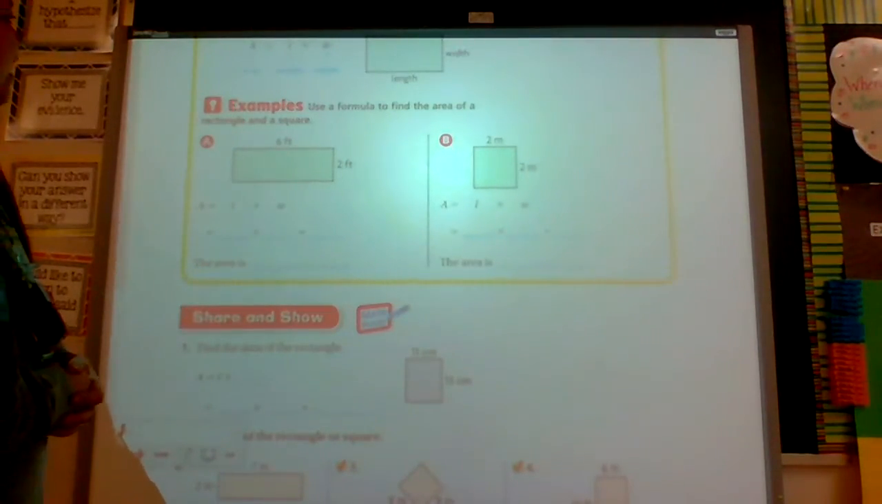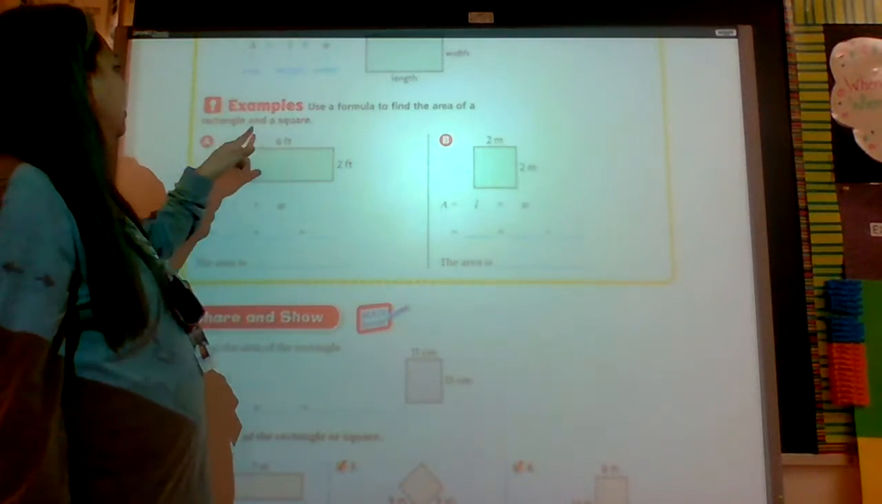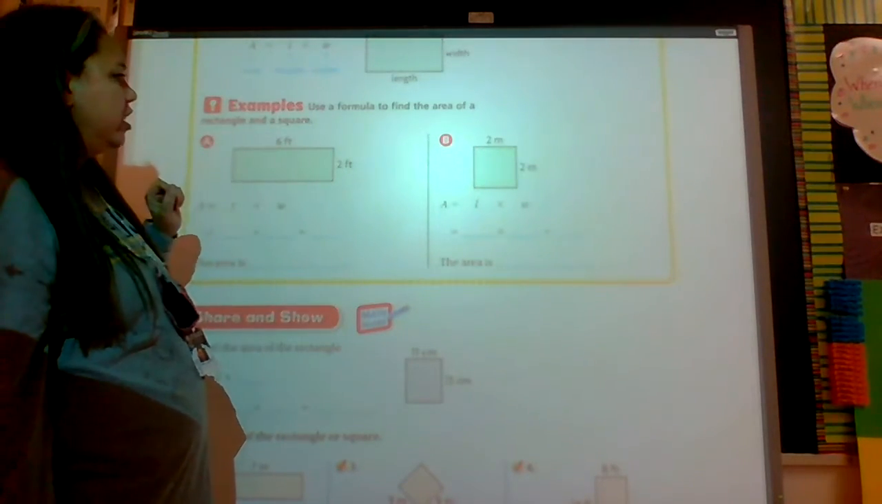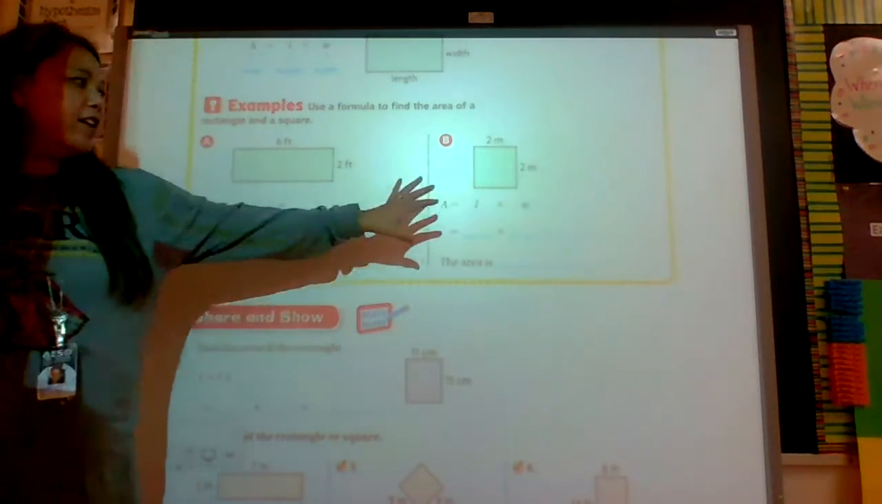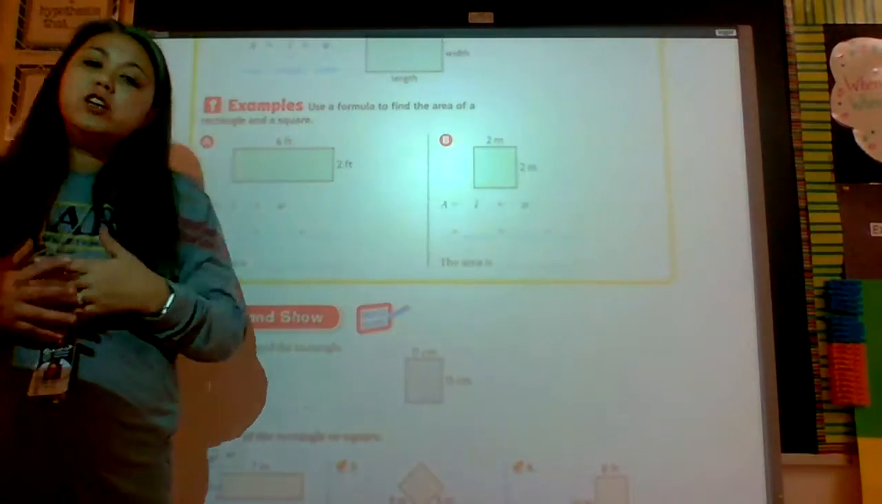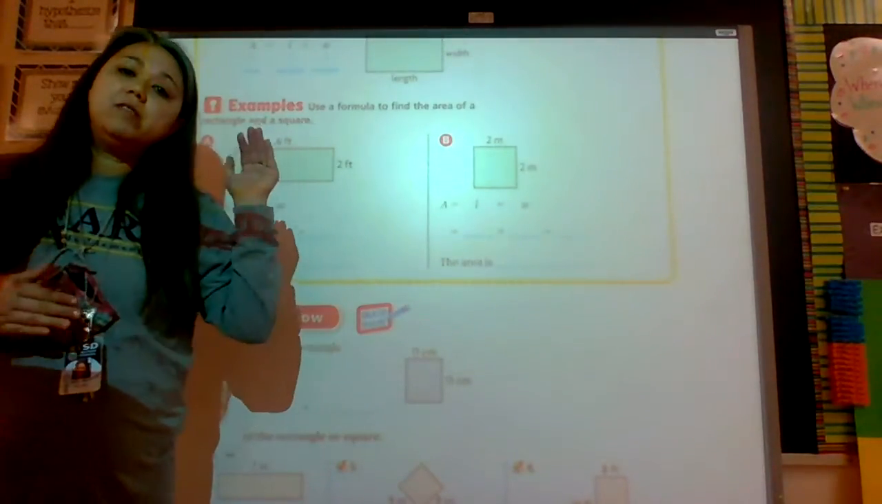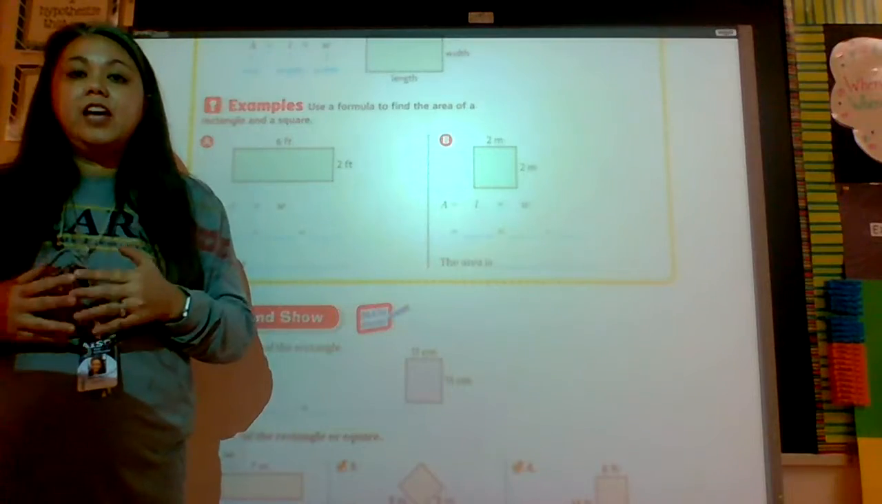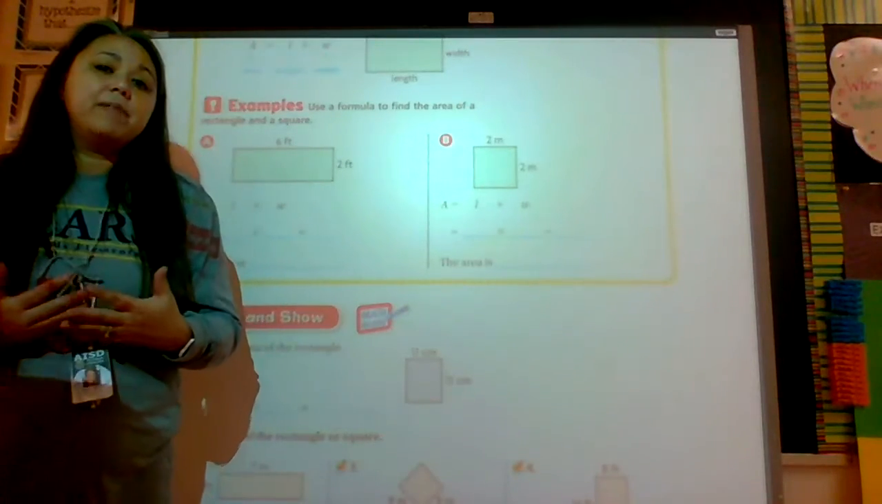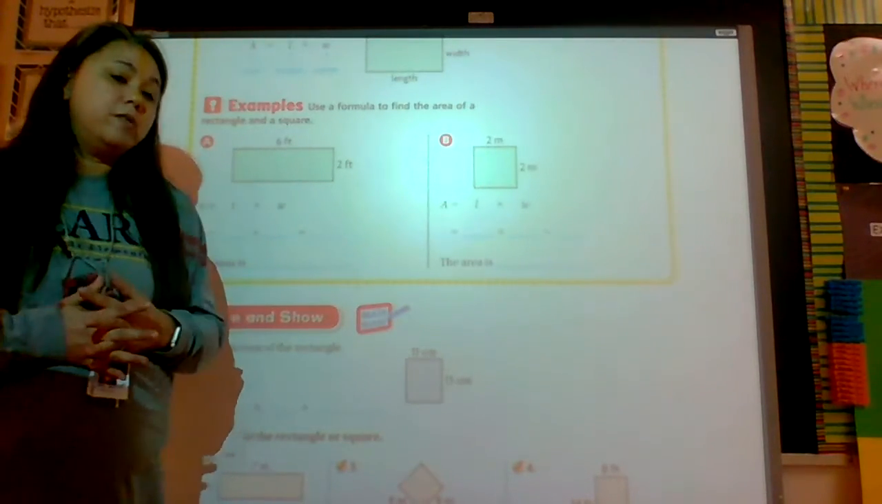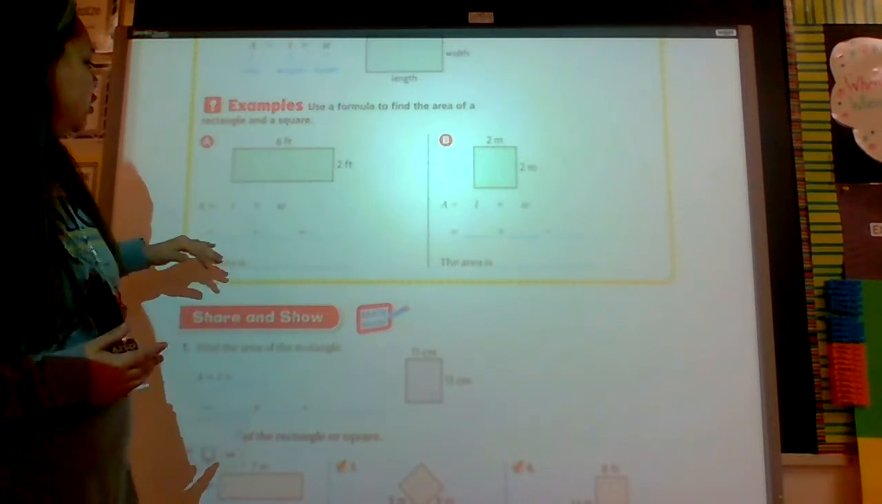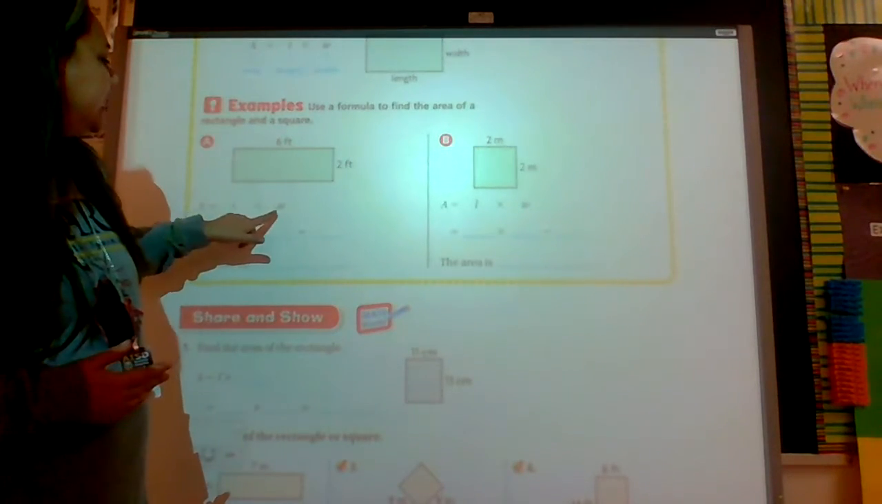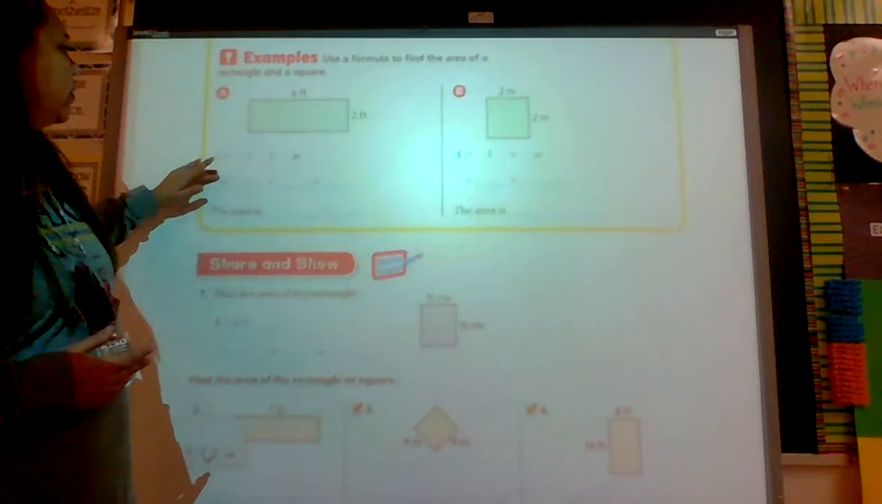Use the formula to find the area of a rectangle and a square. And actually a square is a rectangle, so you can use the same formula. You don't have to use side, side, side, and side. We will be looking at that because that's on our math charts that we're going to be going over with. But right now, they just want us to use A is equal to length times the width.